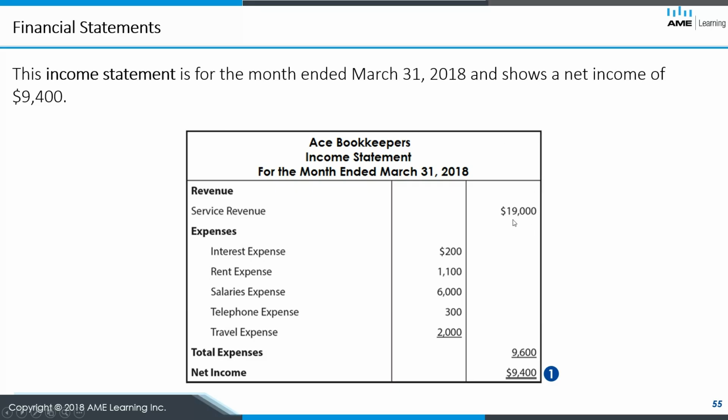We've got revenues of $19,000, different expenses that all total to $9,600. Revenues minus expenses. We have more revenue than expense, so we have a net income, and we get $9,400.